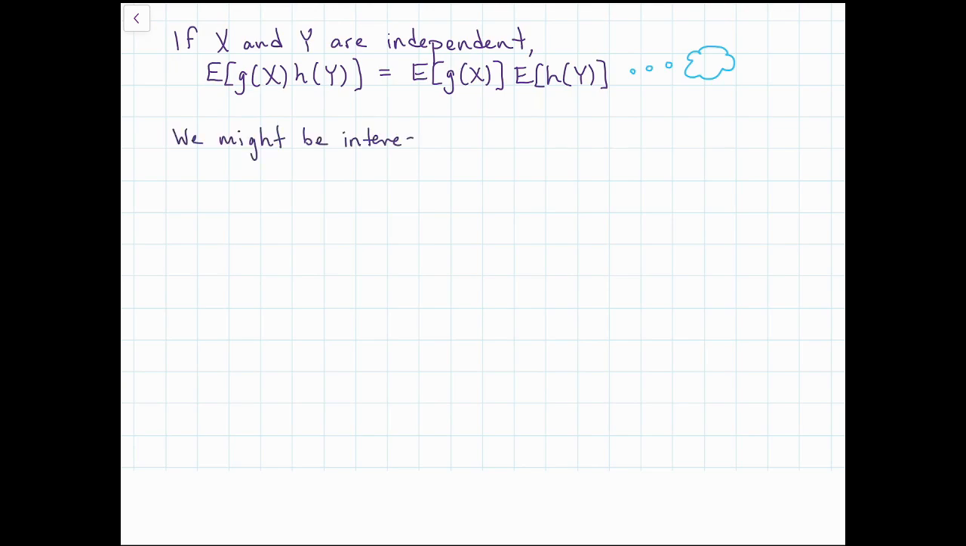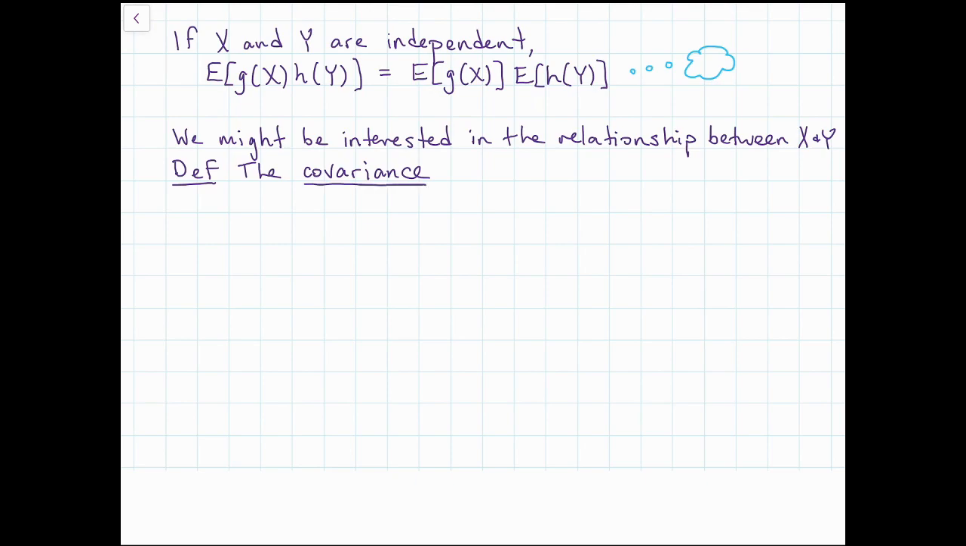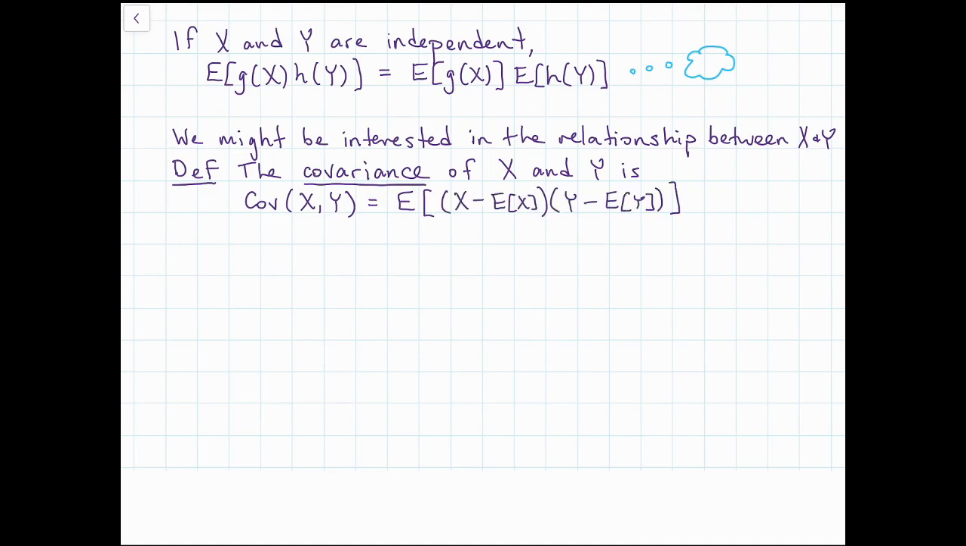All right. We might also be interested in the relationship between variables. Whether or not they're independent is one thing, but we might want to quantify the relationship if it exists. And for that, we define the covariance. The covariance is Cov(X,Y), and it's just the expected value of (X minus E[X]) times (Y minus E[Y]), but way more commonly and way more usefully, we can calculate it as E[XY] minus E[X] times E[Y].